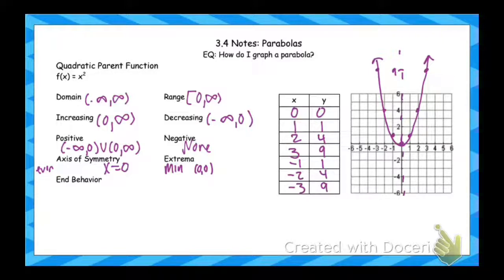All right, end behavior. So we do two things. As x approaches negative infinity, we look and see what y is doing. And then we do as x approaches positive infinity, we see what y is doing. So as x approaches negative infinity, those y's are increasing. And then as x approaches positive infinity, those y's are also getting bigger. So that's end behavior.